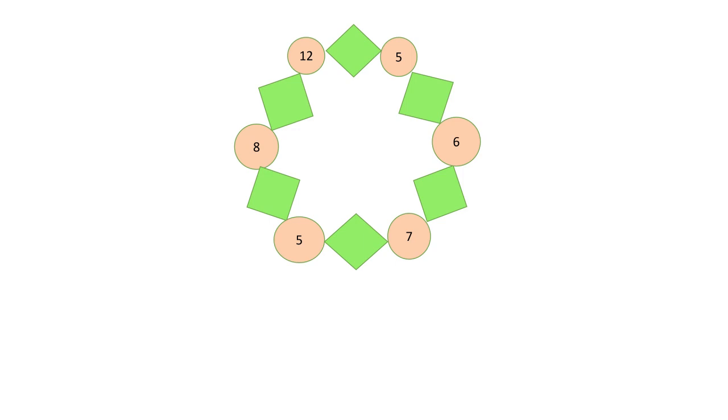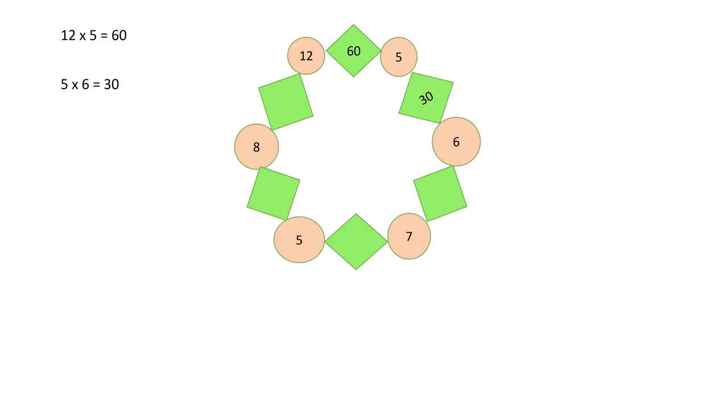Let us take some more examples. According to the rule I said, when we multiply the two circles, the result will come in between. The first one, if we take 12 and 5, when we multiply 12 and 5, the first diamond-shaped green box will be 60. Then moving clockwise, if we multiply 5 and 6, the product is 30.